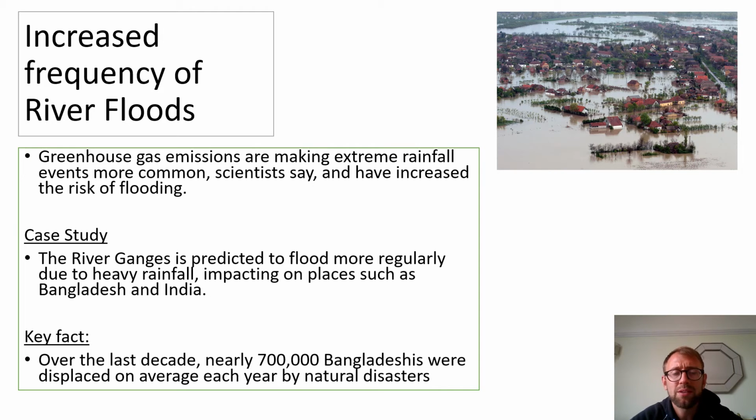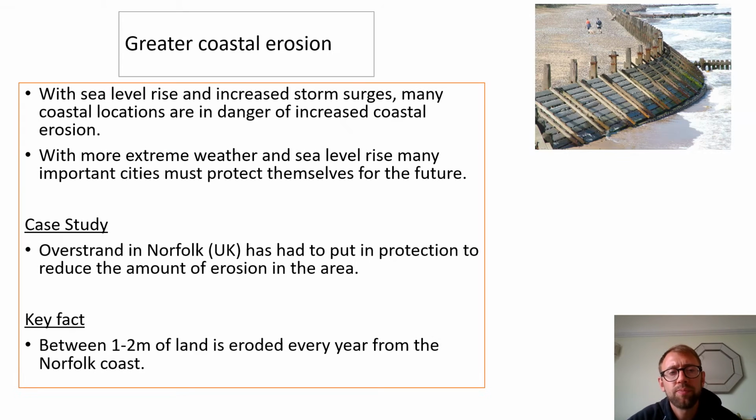But also think about places like India and Bangladesh that suffer from flooding, places like rivers like the Ganges, severe flooding. In the last decade, 700,000 Bangladeshis have been displaced because of natural disasters, and a lot of that in Bangladesh comes down to flooding. Water coming down from the Himalayas, and also monsoon rains that can hit, and these are becoming more unpredictable as well, which again can lead to great amounts of flooding in those places. So again, another good global example, but we could also link to the UK as well.